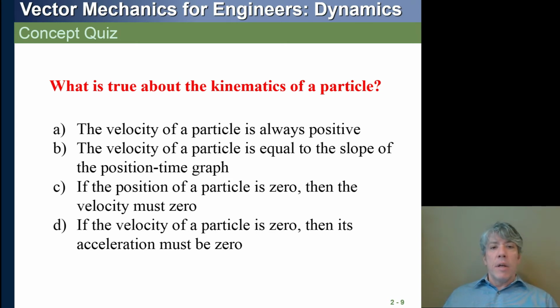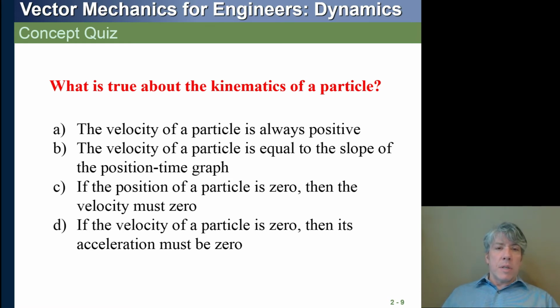Sometimes I need to. So the velocity of a particle is always positive? No, I don't think so. We could define a coordinate direction and have a particle move in the opposite direction of the positive coordinate. So A doesn't work. The velocity of a particle is equal to the slope of the position time graph. That may be true, but we need to think through that. How about C? If the position of a particle is 0, then the velocity must be 0.